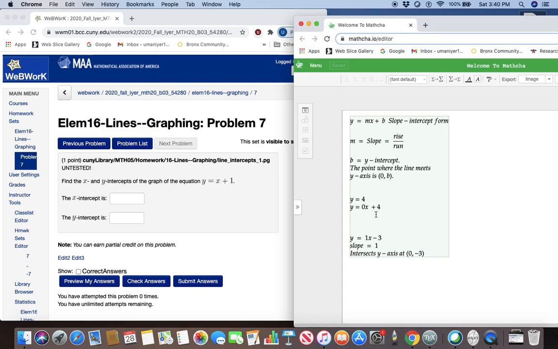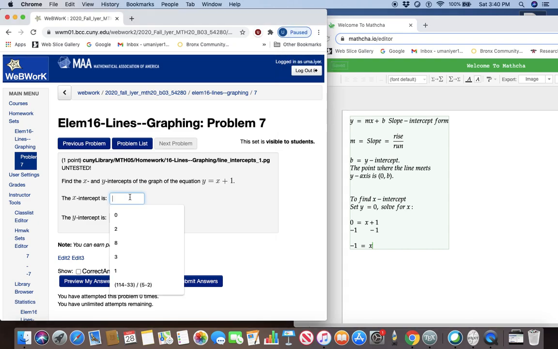Find the x and y intercepts. To find the x-intercept, set y to 0. So you're going to set y to 0 in your equation. 0 equals x plus 1. And then, by the way, solve for x. Okay? So if I have to solve for x, what do I do? I need to subtract 1 from both sides. So -1 equals, positive 1 cancels -1, I'm left with x equals -1.